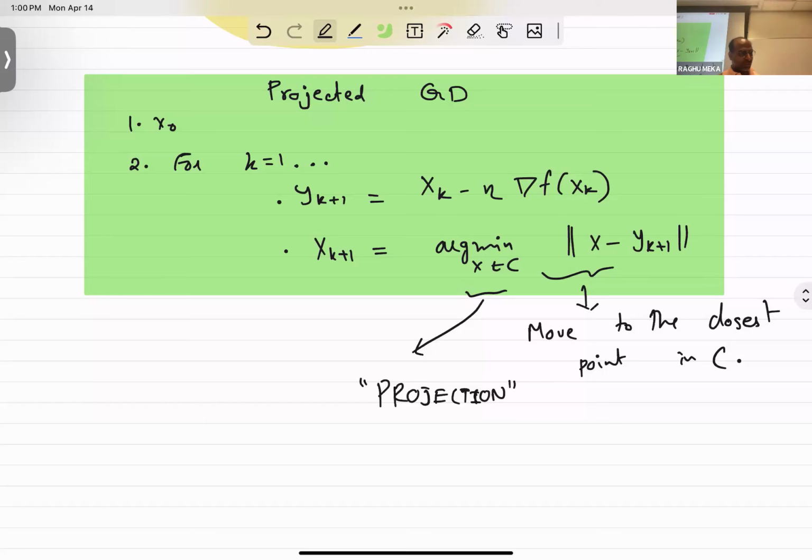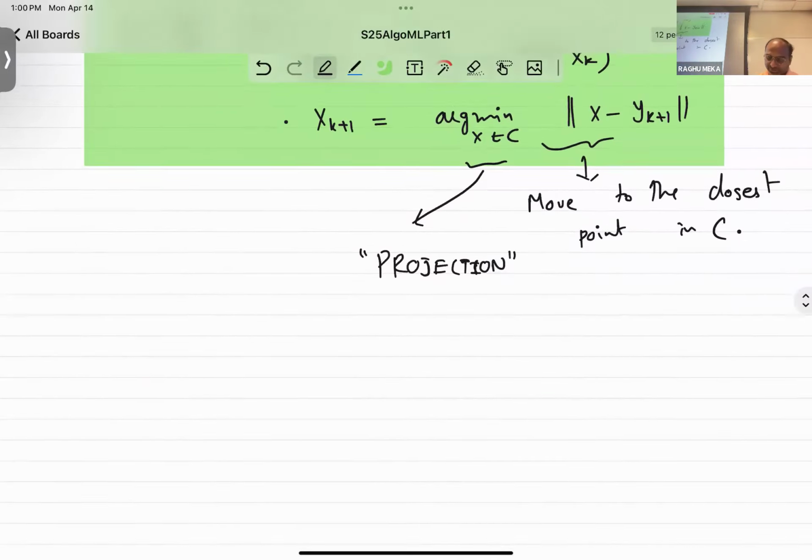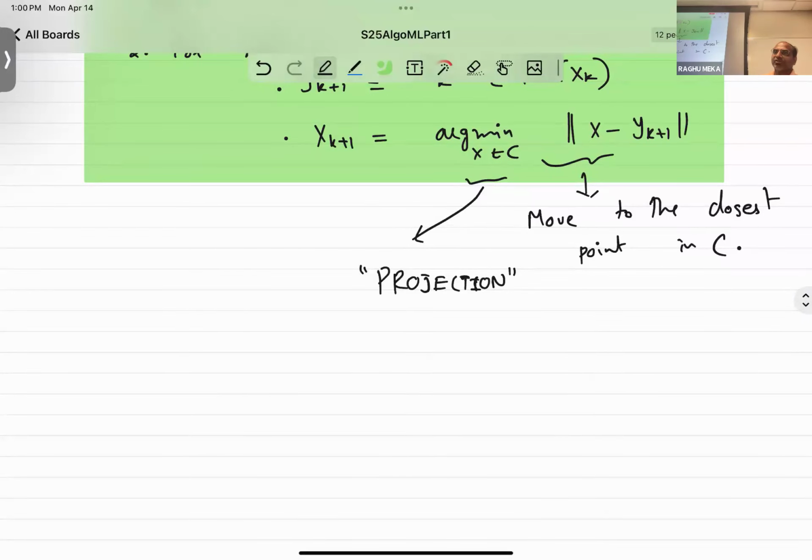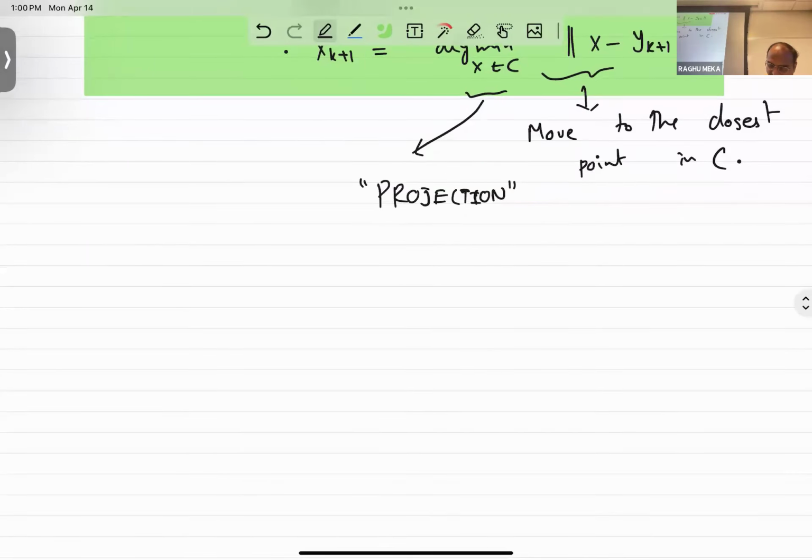Okay, we're not going to prove it, but it's easy to show. Actually, you just follow the proof of gradient descent and realize that it works even if I just do this projection. You have to just check line by line and things work out.